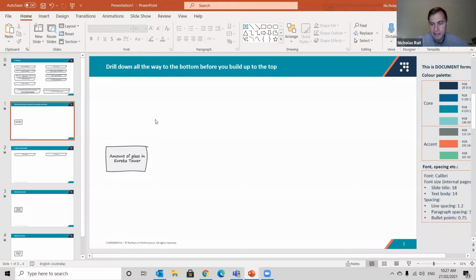But really the message I want to get across here is when you're doing the problem, do the logic of the problem first and get the logic completely done. So don't start to do parts of the calculation until you have your whole tree. So perhaps let's do this one as a worked example together. If I said, what I want you to size is the amount of glass in Eureka Tower, who wants to put a view forward as to how you might approach that problem?